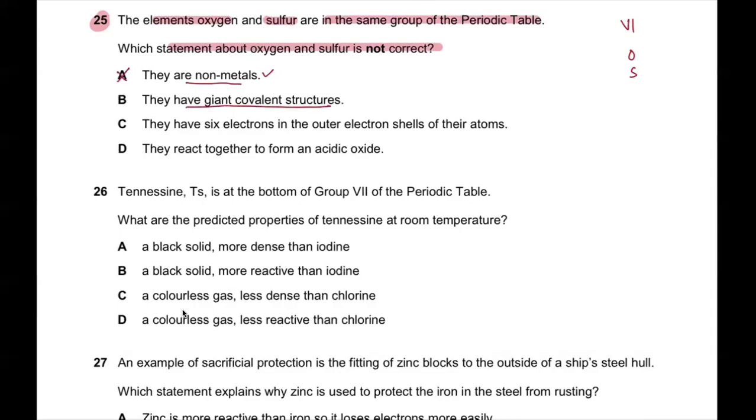They have a giant covalent structure. So sulfur is, no, they have a simple molecular structure. So this statement is wrong, which means this is the correct answer. They have 6 electrons in their outer shell. Yeah, both belong to group 6. So this is a correct statement, so the answer is wrong.